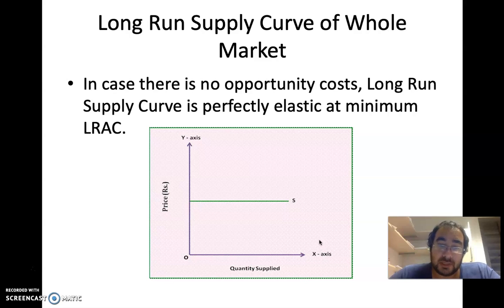So if there is no opportunity cost, this is the long-run supply curve. It is a horizontal supply line at the minimum long-run average cost. This is for the long run. In the short run, the supply might go above or below it, but in the long run, in a perfectly competitive market, you have a horizontal supply line at the long-run minimum average cost.